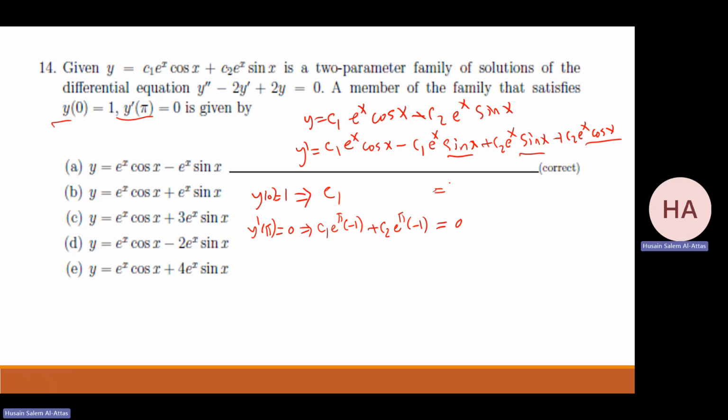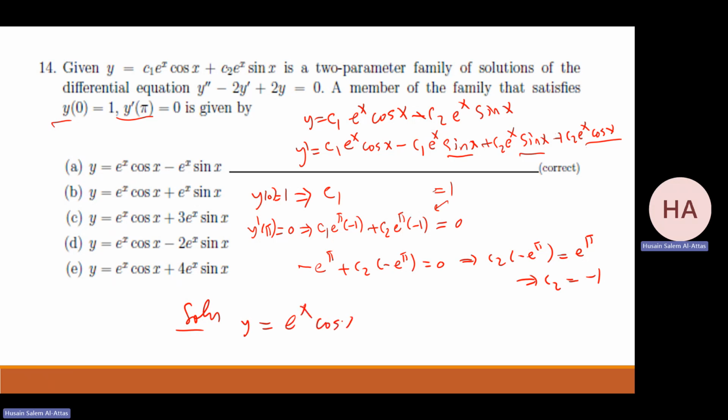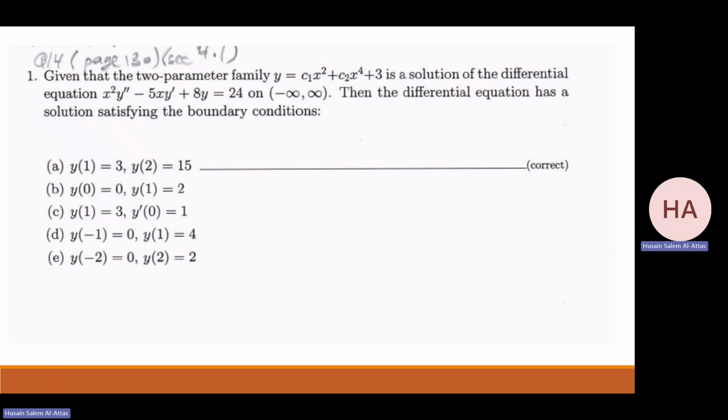So let me make this C1 equal 1 and plug it here. So I have minus e^pi plus C2 times minus e^pi equals 0. So I have C2 times minus e^pi equal e^pi. So C2 will be minus 1. So what will be my solution? y will be C1, which is 1, e^x cosine x, and C2, that is minus 1, minus e^x sine x, which is this one. Okay. Given that the parameter is a solution, then the differential equation has a solution satisfying these boundary conditions.